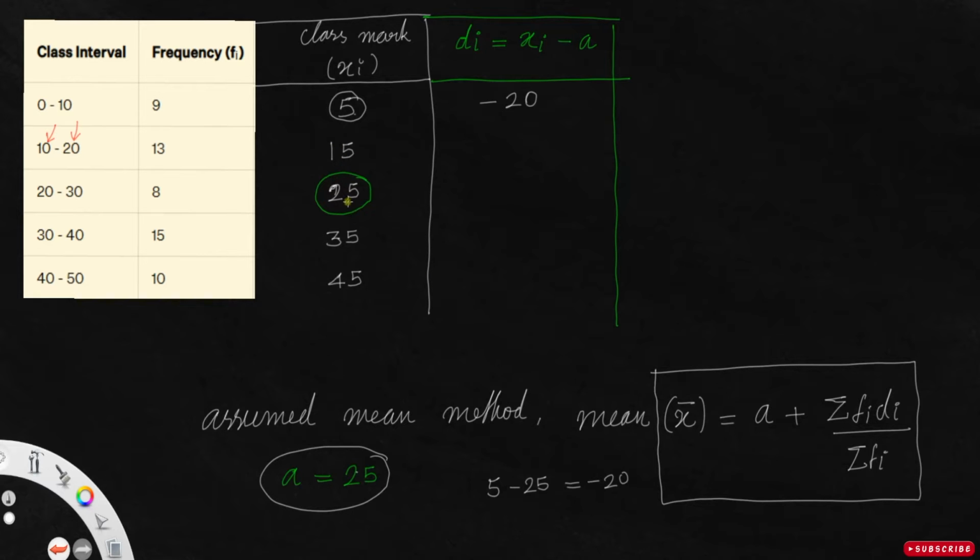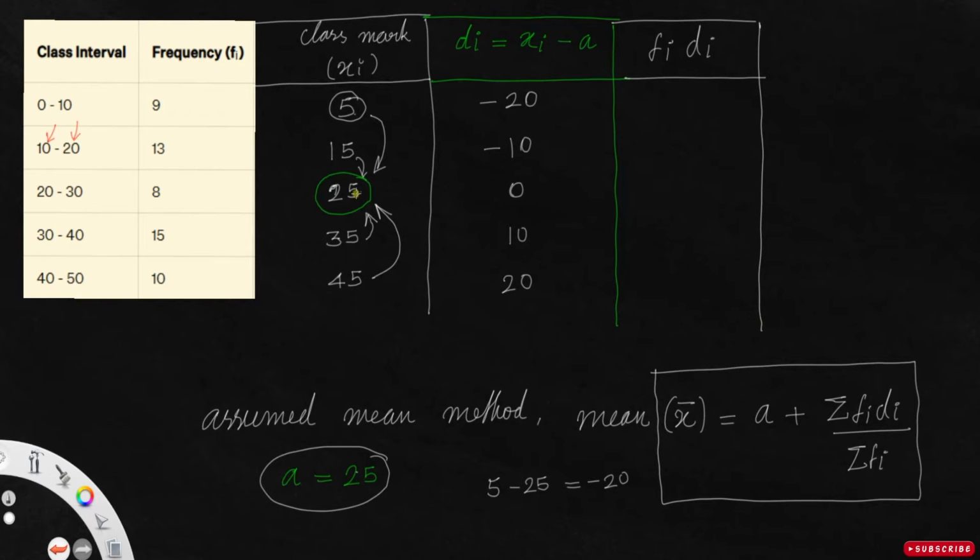Similarly, I have to subtract 25 from every term of xi. So 15 minus 25 is minus 10. 25 minus 25 is 0. 35 minus 25 is 10. 45 minus 25 is 20. In the next table, we need the product of fi and di. So I have to multiply this table with this one.